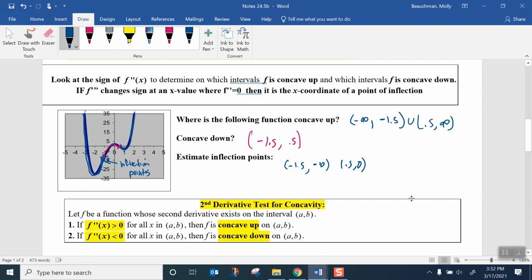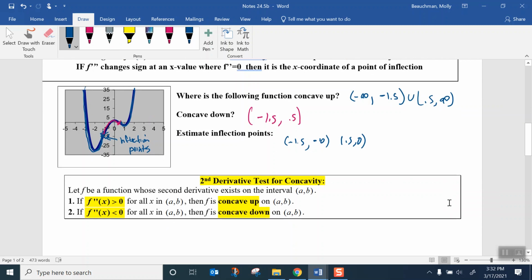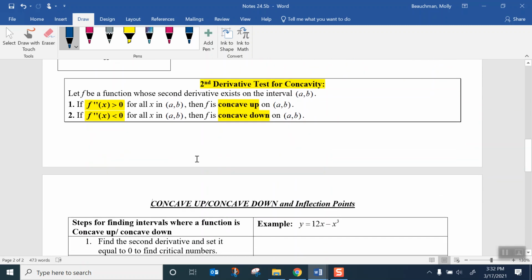So what we're going to do is find it exactly. It's called the second derivative test. If f is a function whose second derivative exists on the interval a to b, and if the second derivative is positive, then f is concave up. If the second derivative is negative for all the x in that interval, then f is concave down.